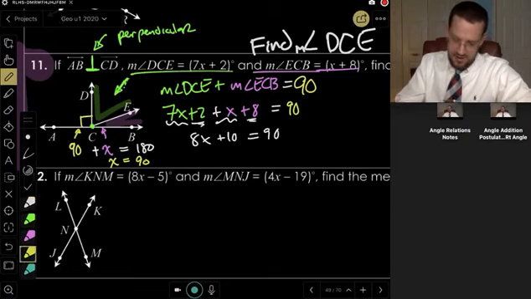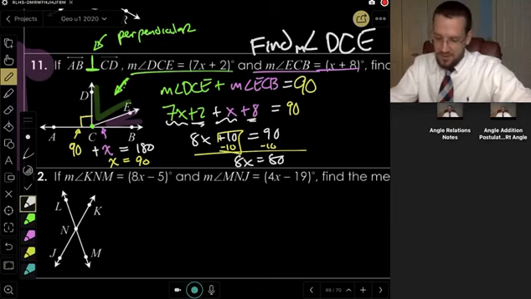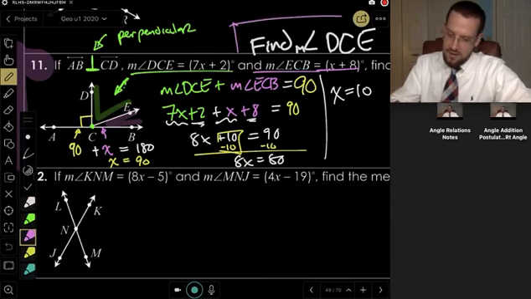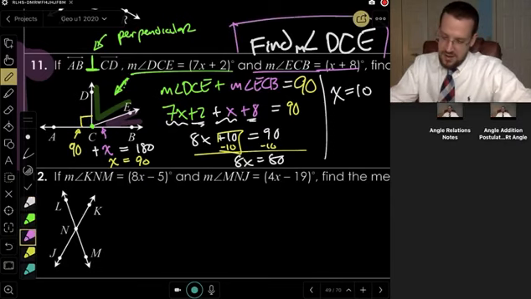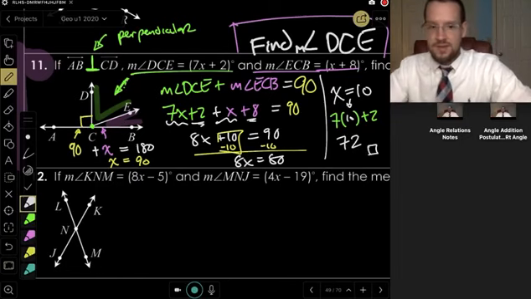And this is 90. And now we just need to subtract this 10 from both sides, marking off that that will cancel. And we have 8x is equal to 80. So this is 8 times some number is equal to 80. Well, that number is 10. And again, we wanted to find DCE, and DCE was our measure here in green, and that was 7 times x plus 2, and we're just going to dump this value in here. So 7 times 10 plus 2, that is 72. The measure of angle DCE is 72.